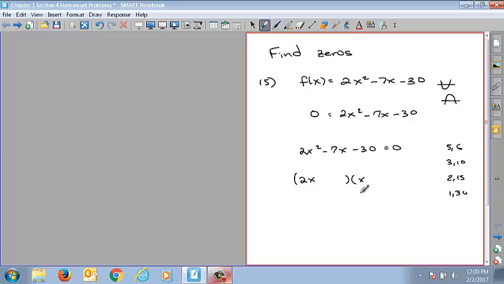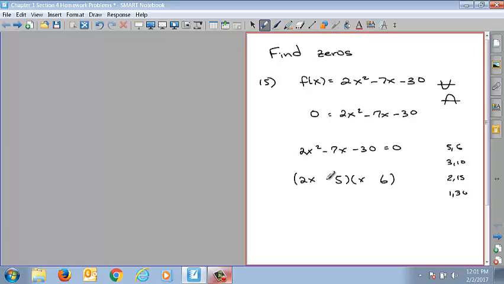Most likely, it's going to be either one of these two, I would think. So let's just put it in here and see what happens. So let's say this is 5 and this is 6. So you'd have 2 times 6 is 12, and then we'd have 5 times 1, which is 5. 12 minus 5 is 7. So that looks like the right choice.